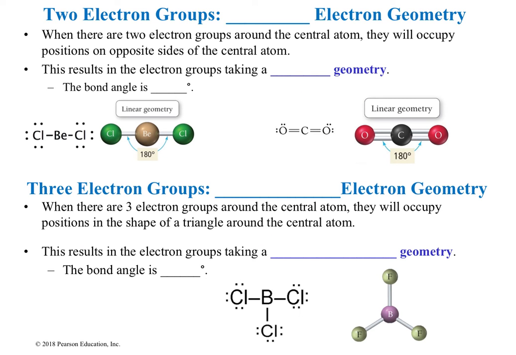So when we have 2 electron groups, this is called linear. In this case, the maximum amount of separation is going to make it 180 degrees from each other. So linear geometry. Beryllium chloride here has 2 connections, 2 atoms, and so 180 degrees. Carbon dioxide only has 2 atoms on it, so linear geometry. 3 electron groups is called trigonal planar.